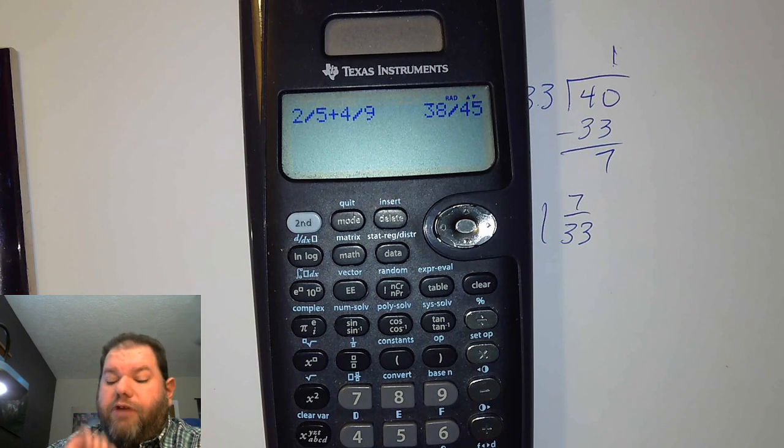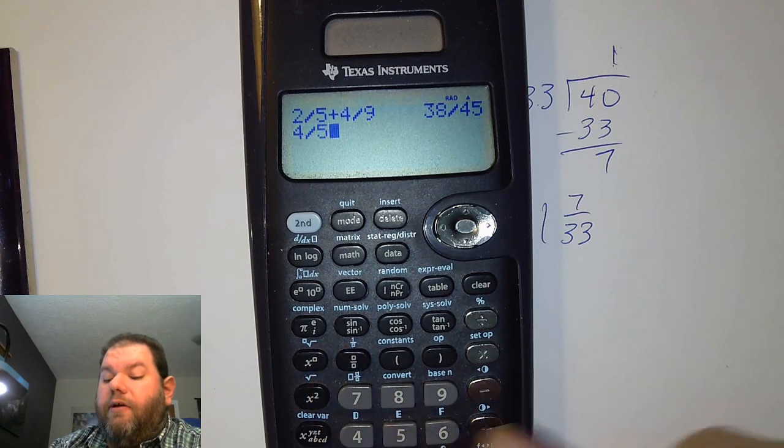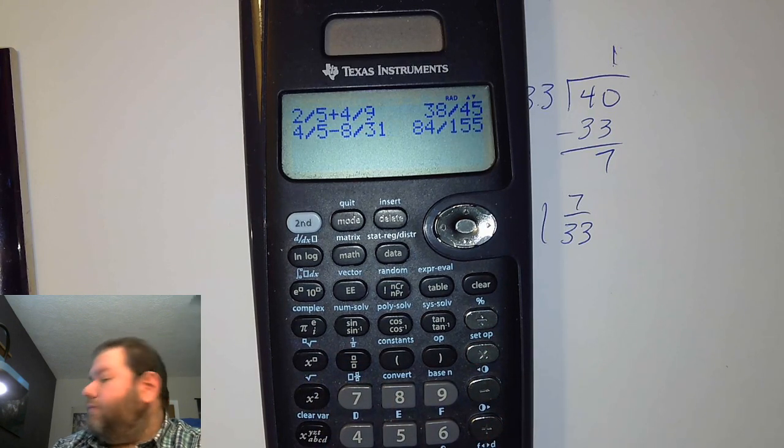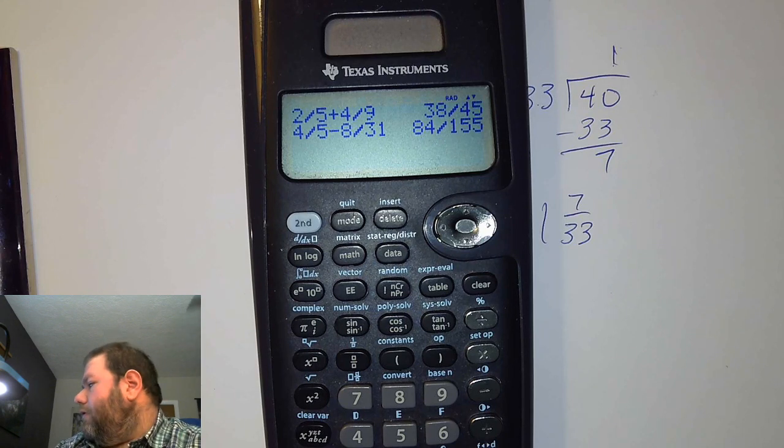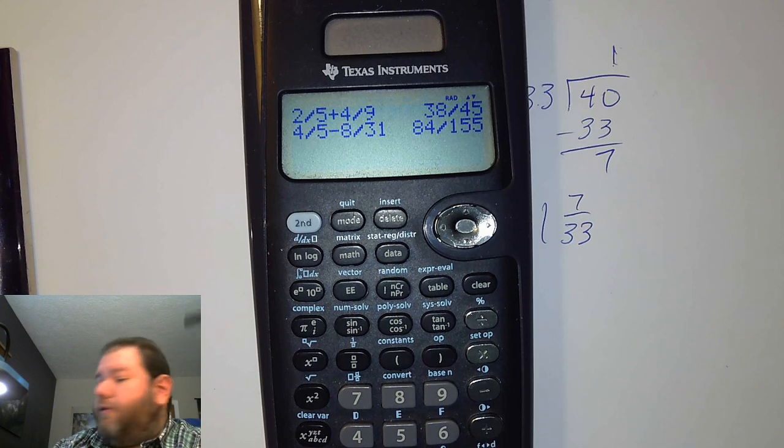If we want to subtract fractions, it's exactly the same process. We just do minus instead of plus. So if we did 4 over 5 minus 8 over 31, we combine and we get our answer, 84 over 155. Yeah, that's a handy one. Definitely recommend that where it's necessary. I mean, it's not essential in the grand scheme of things, but it's nice.